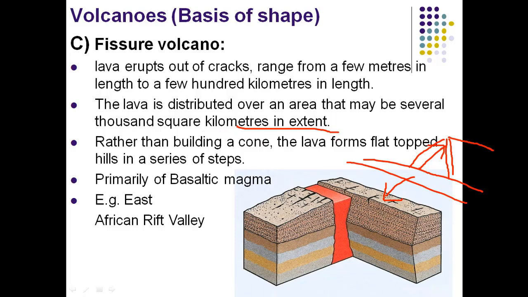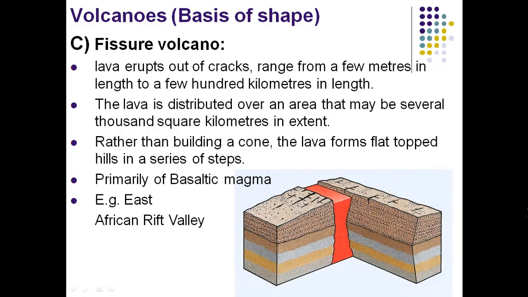Rather than building a cone or a shield shape, the lava flows far from the fissure and appears to be flat top hills. Primarily the magma that oozes from the fissure type of volcano is basaltic magma. Basaltic magma is thin in nature, and basic. The best example of the fissure type of volcano is the East African Rift Valley.